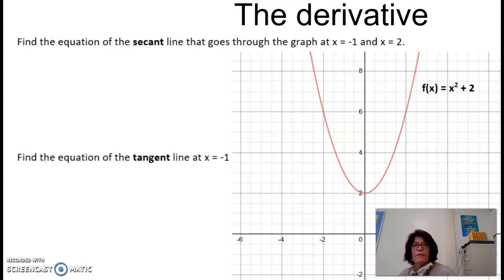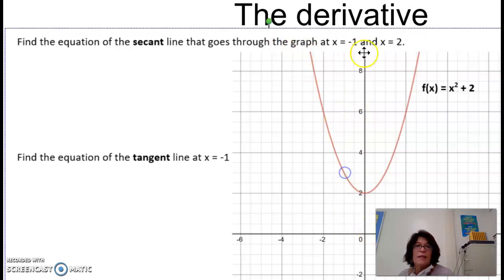We're going to talk about the derivative today. There are two different lines that we talk about: some go through the graph of an equation and some are tangent to the equation. Okay, so first we're going to look at the secant line that goes through the graph where x is -1.